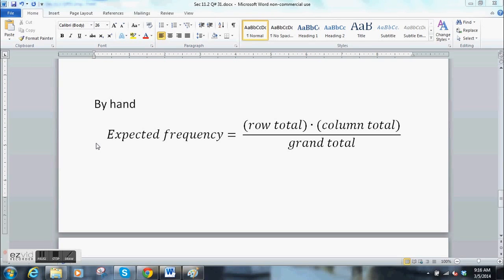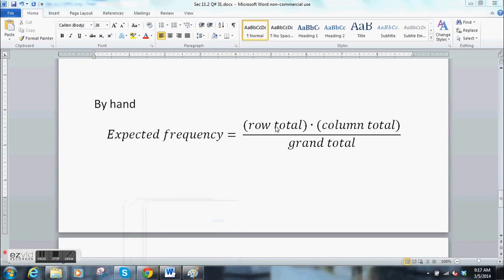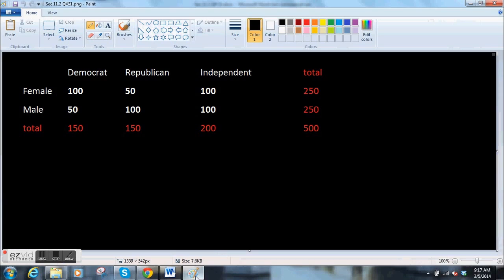Okay, by hand. And of course you're using the calculator a little bit, but you're not using the fancy calculator function for finding a chi-squared test. So before you can calculate the test statistic, you have to find the expected frequency for each cell. So the expected frequency is the row total times the column total divided by the grand total.